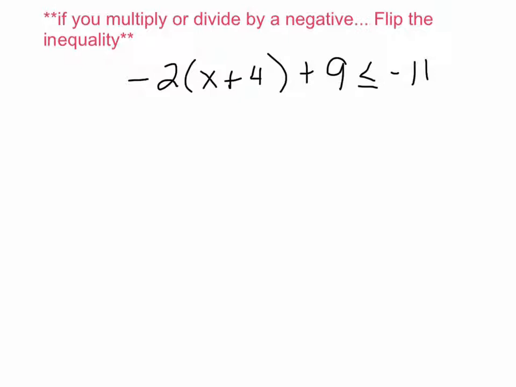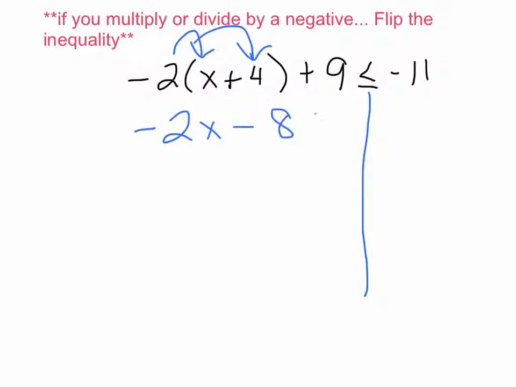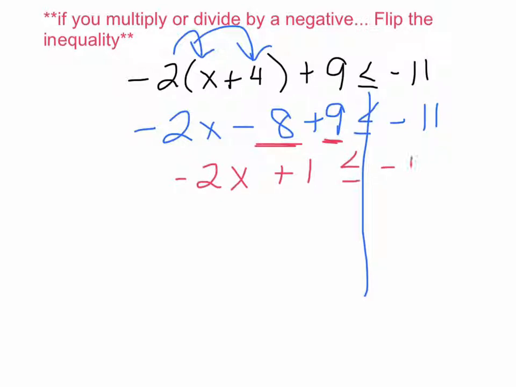We are going to solve just like we did before, and the inequality sign is just like an equal sign. So I can go ahead and draw a line here if that helps you. But this time I'm going to be specific. I'm going to make sure when I solve that my x's have to be on the left. Let's go ahead and distribute. I have negative 2x minus 8 plus 9 less than or equal to negative 11. I have like terms on the left side, and when I add those together, I get a positive 1. So I have negative 2x plus 1 is less than or equal to negative 11.